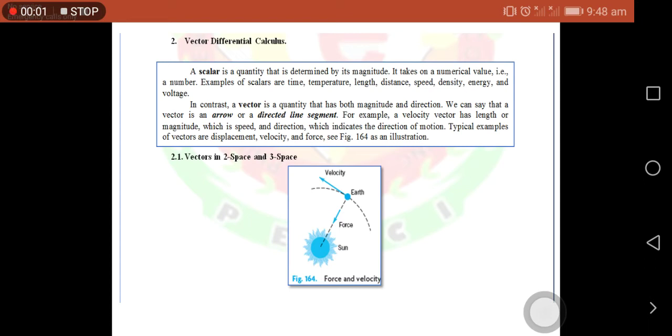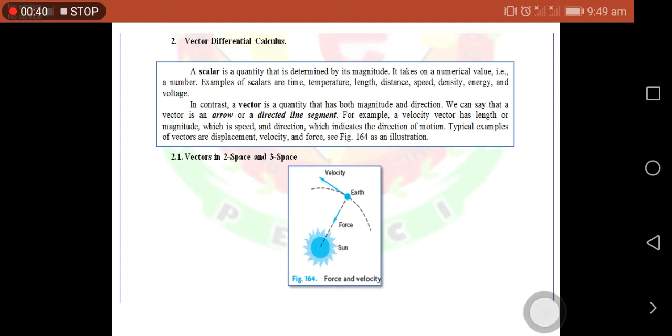Okay, so dito tayo sa vector differential calculus. Okay? So, usually, vector, the topic vectors is being discussed in physics. Okay? But in physics, okay, there will be no additional information regarding the plotting of vectors in Cartesian planes.